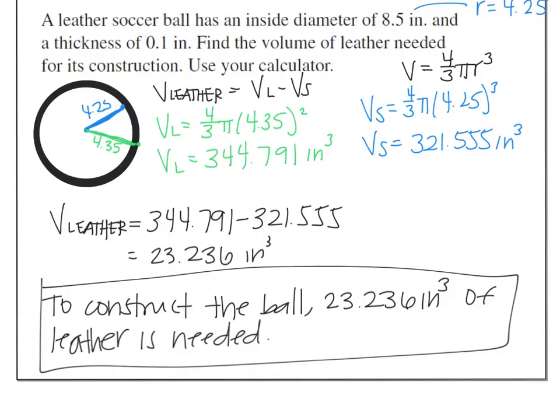Okay, so I knew that the volume formula was 4/3 pi r cubed, and I knew that the volume of the leather, which was this black ring, was the larger volume minus the little one. So I found that the larger one, using my radius of 4.35, gave me this. Using my radius of 4.25, gave me this. To subtract them, gave me 23.236 inches cubed. So to construct the ball, that much leather is needed.